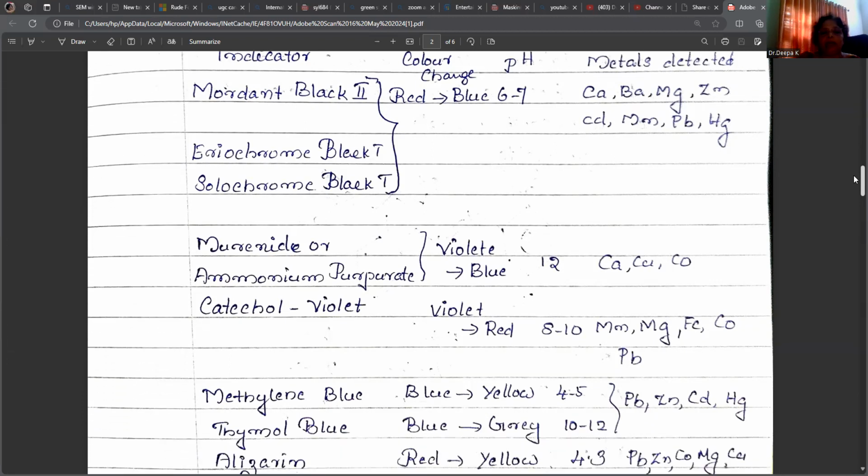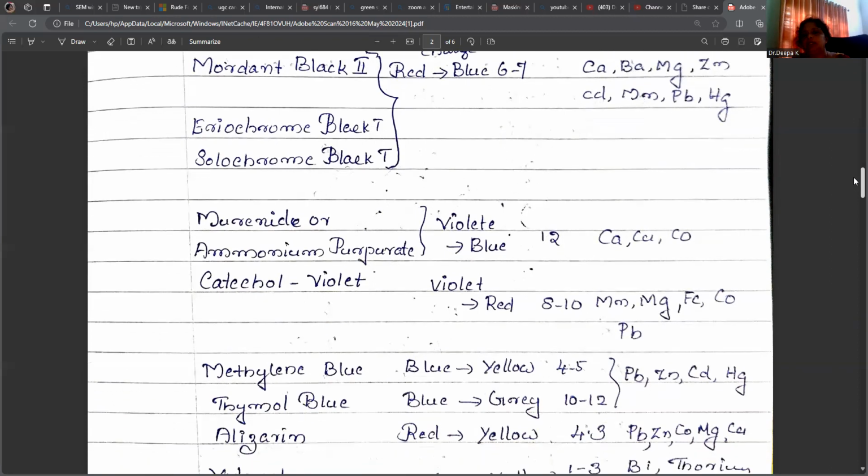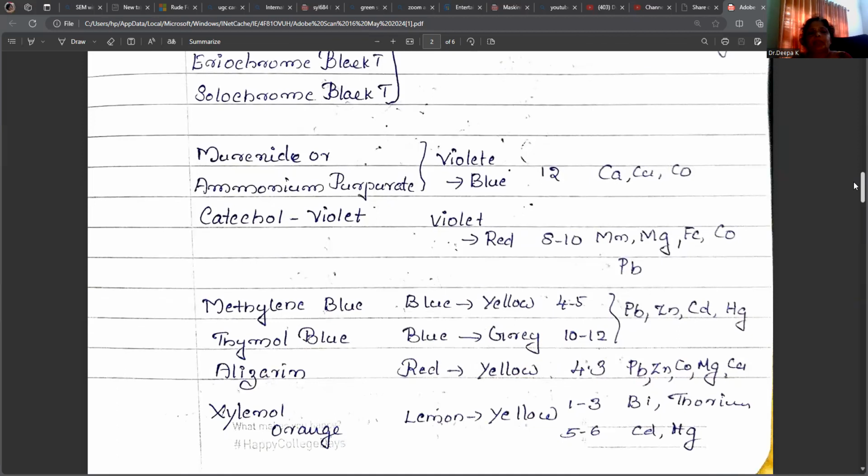Murexide or ammonium purpurate is another metal ion indicator which works within the pH range of 12, and which changes from violet to blue. Calcium, copper, and cobalt are the three metals detected. Catechol violet is another metal ion indicator which changes color from violet to red, works in the pH range 8 to 10, and manganese, magnesium, iron, cobalt, and lead are the metal ions which can be estimated using it.